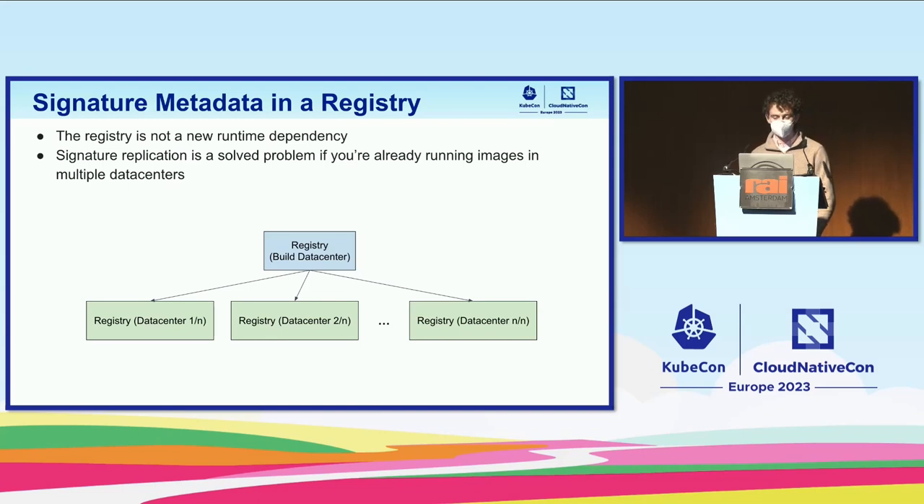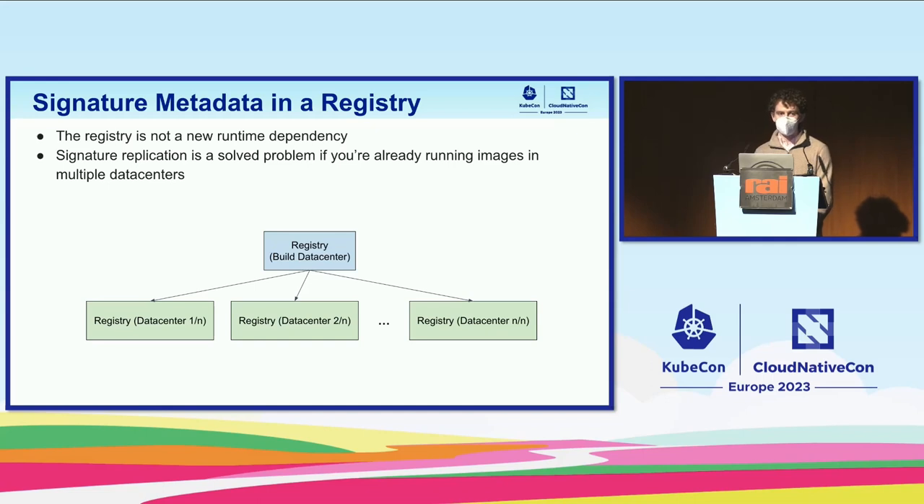So there's a few interesting things to say about this. First, I think the success of this design is largely because container registries aren't a new runtime dependency. And this makes the system easier to adopt and more reliable, because there are fewer moving parts, and you don't have to, for example, manage yet another database. But at Datadog, one of the reasons that using the registry for storing signature metadata was a particularly good idea for us is it allowed us to build on an existing replication platform.